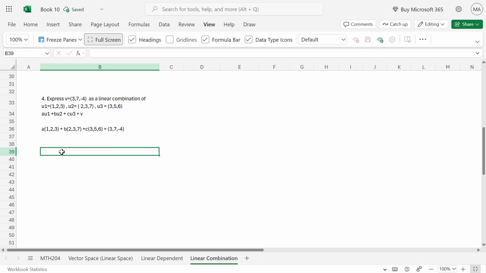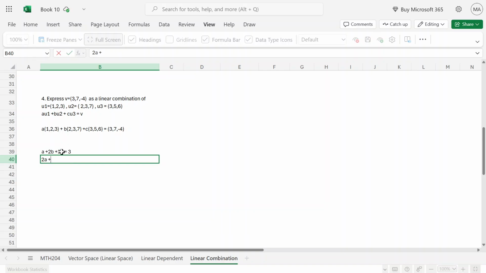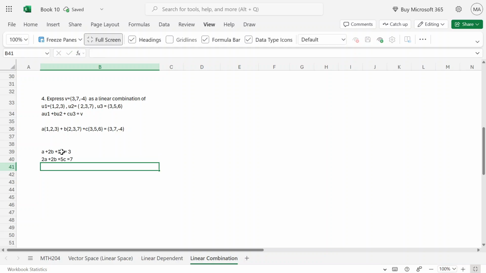Now we need to write our equations out. So this will give us 1 times a plus 2b plus 3c equals the first number, the 3. We also have 2a plus 2b plus 5c equals 7. And the third equation is 3a plus 7b plus 6c equals minus 4.